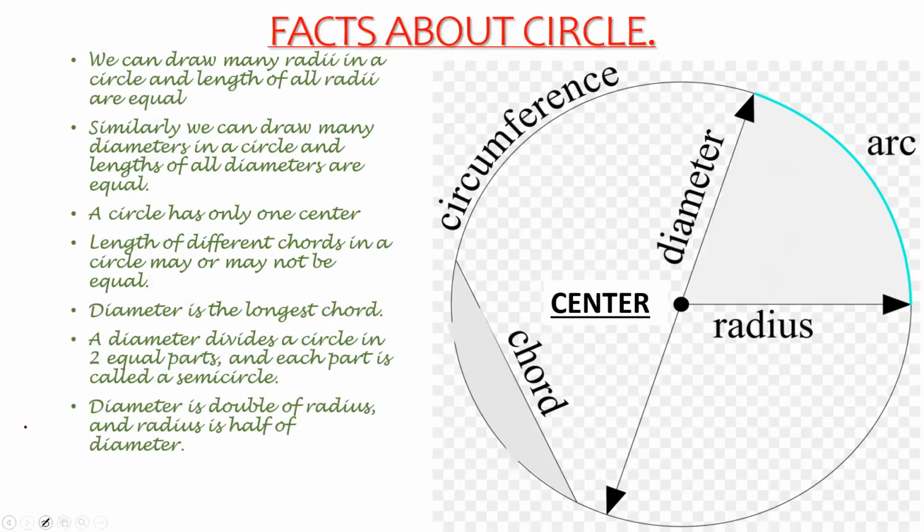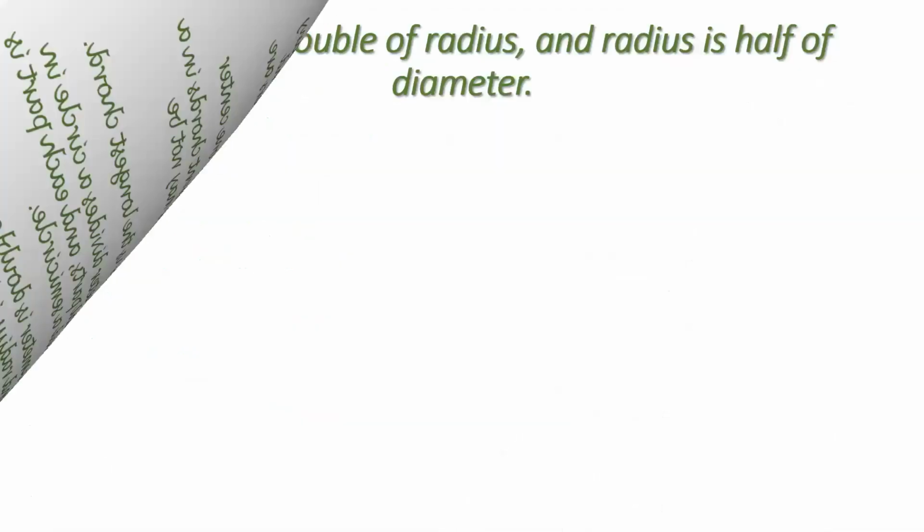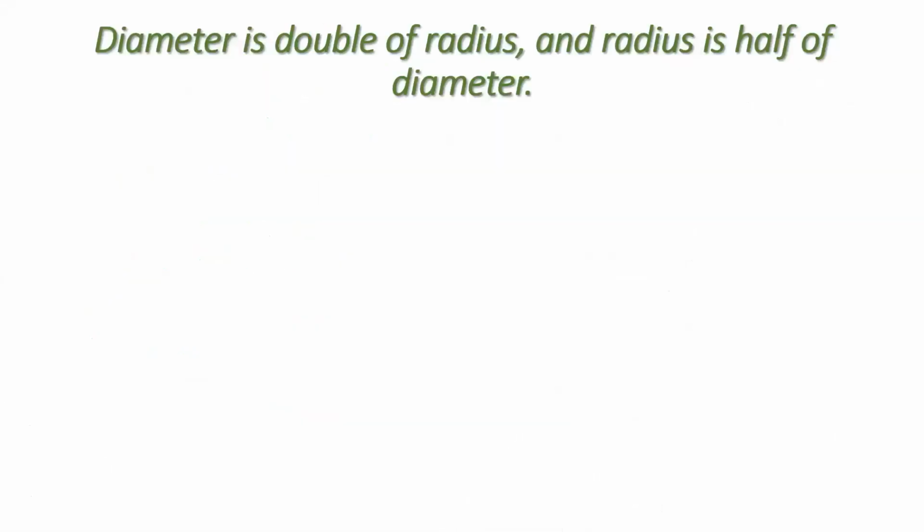In the previous video, if you remember, we learned about some facts of circle. And I told you this fact: diameter is double of radius and radius is half of diameter. It's a very important fact and we'll be using it further to find diameter and radius. From this statement, you can understand that if radius is given, we can very easily find diameter, and if diameter is given, we can find radius.